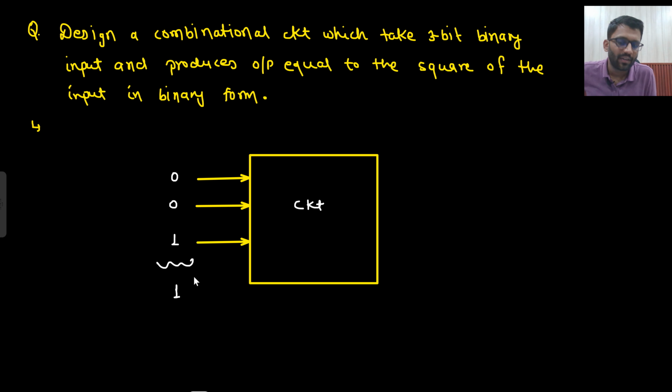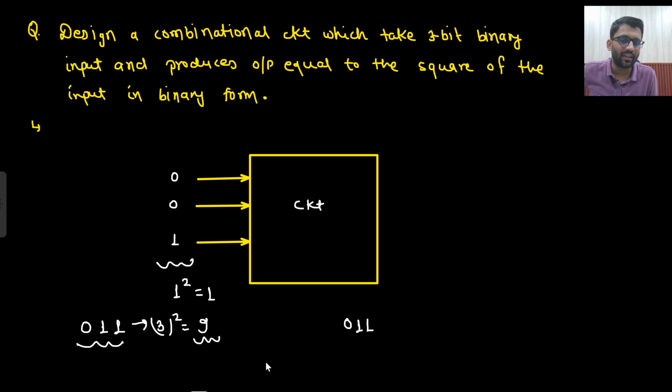In decimal, this is 1, right? What is the square of 1? 1 only. So your output will be 0 0 1. If your input is 0 1 1, what is this number? This number is 3. What is the square of 3? That is 9. So what will be your output? How can you represent 9? 0 0 1 0 0 1. For that you require 4 bits, right?